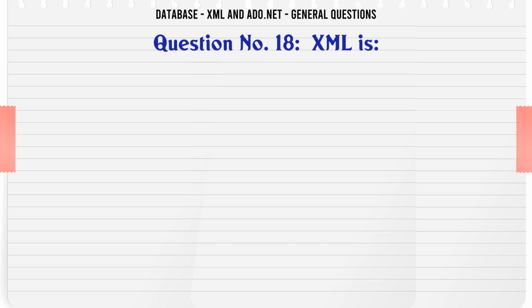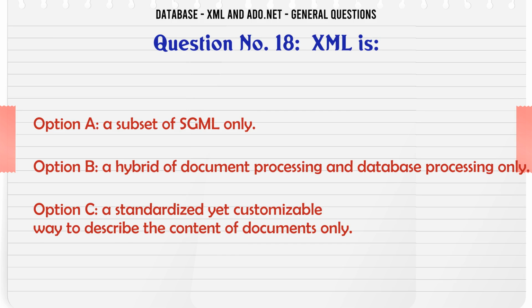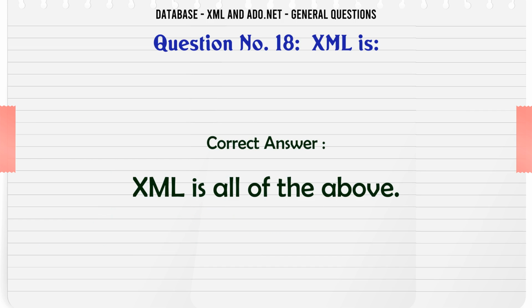XML is A. A subset of SGML only, B. A hybrid of document processing and database processing only, C. A standardized yet customizable way to describe the content of documents only, D. XML is all of the above. The correct answer is XML is all of the above.